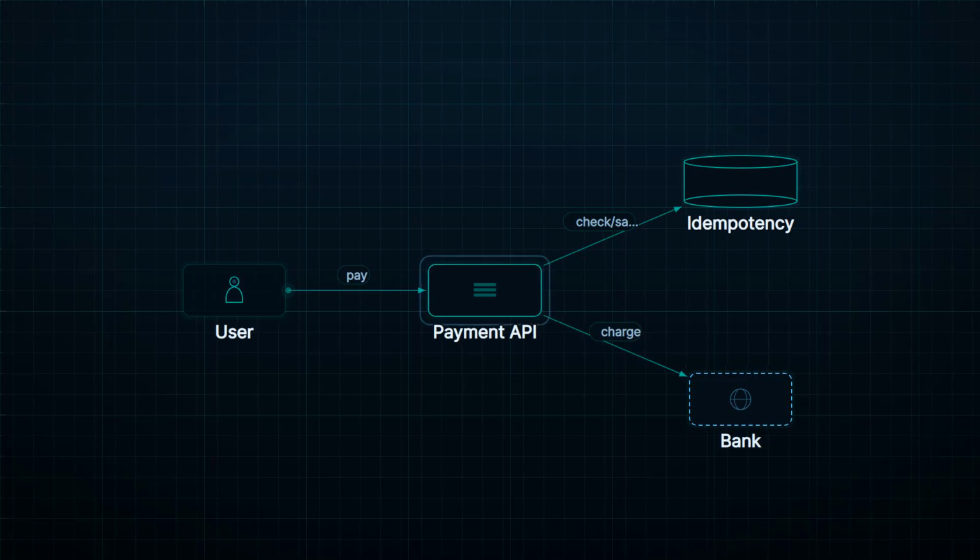So, double charges happen when retries without idempotency hit the bank twice. The fix? An idempotency key and a store. But always consider bank level support.